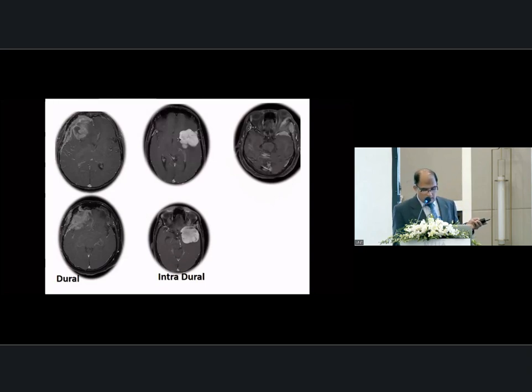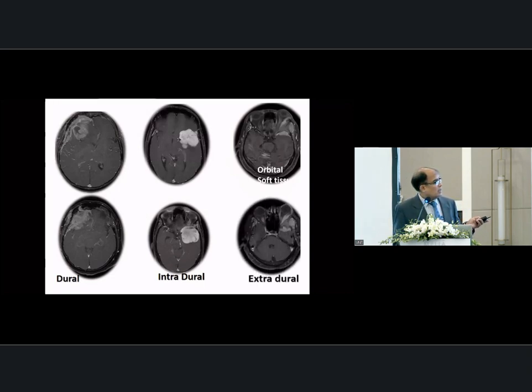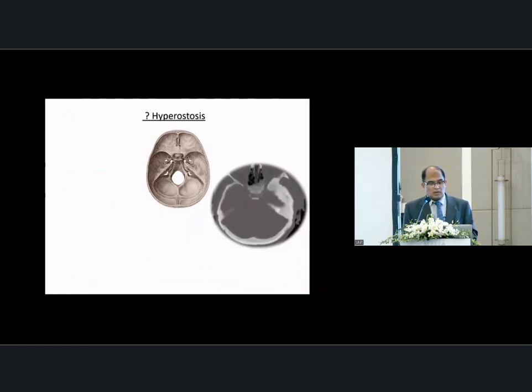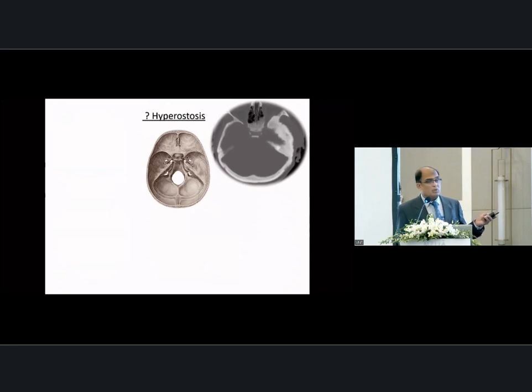You can have an orbital component, which can involve both the orbital muscles as a soft tissue in the orbit, and you have an extradural component which can go into the infratemporal plane, also into the zygoma and the subzygomatic plane as well. But what is interesting is the bony component. So this is what classically we think of as hyperostosis associated with the meningioma, which is common with other meningiomas as well.